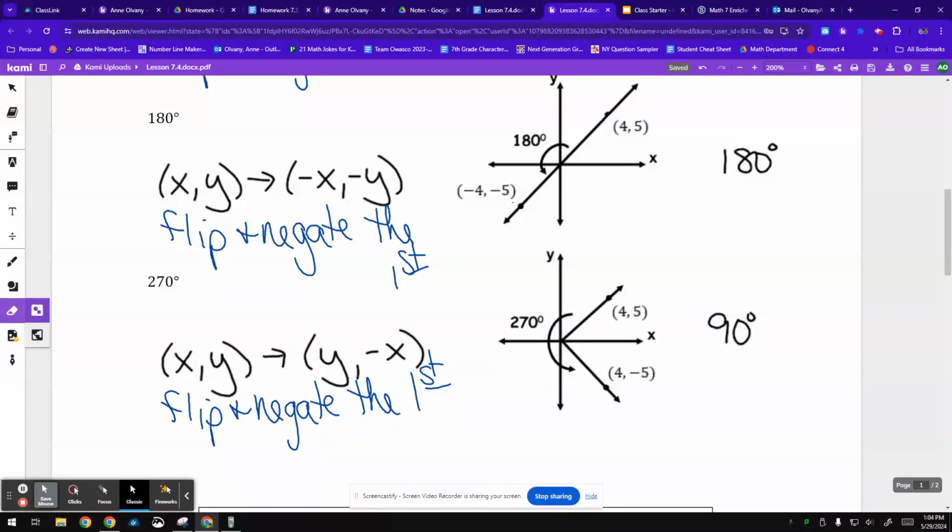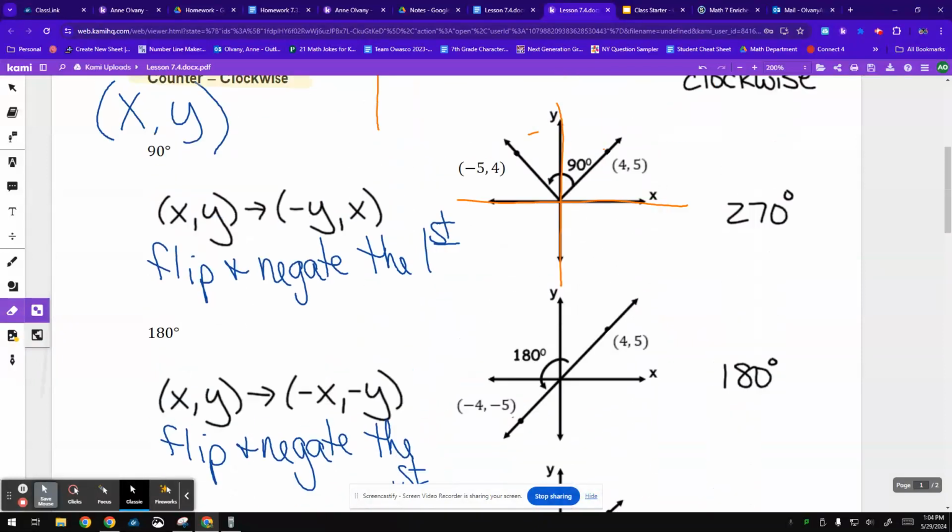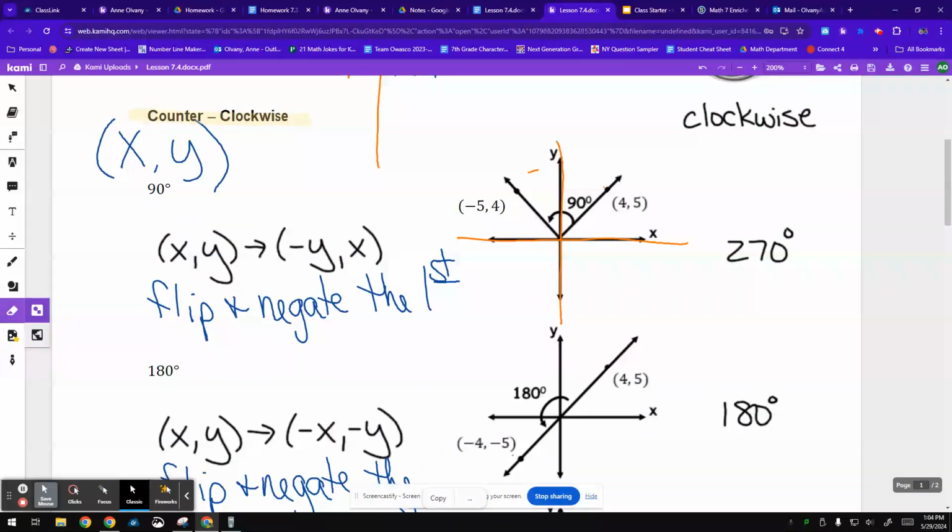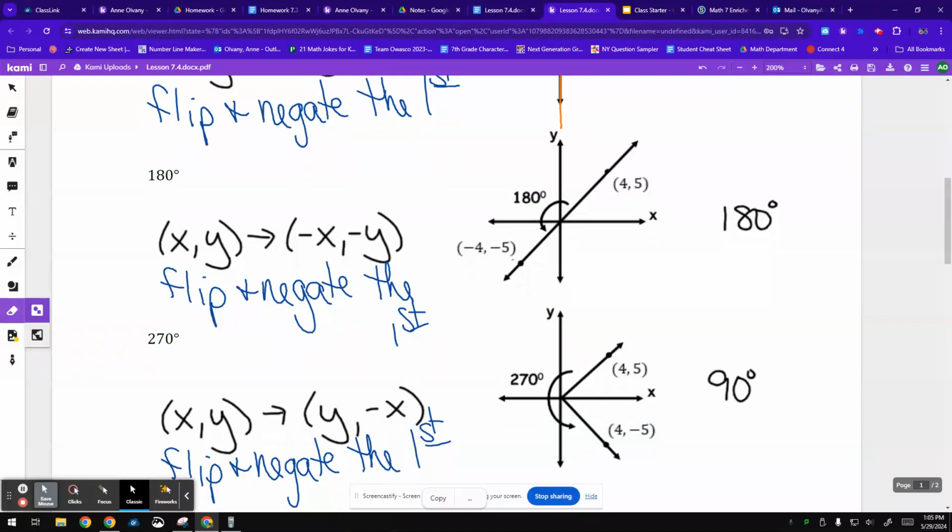I was just using the bottom one as an example. X, y. Flip it to make it y, x. You flip this. These are going in a pattern down. That's how I do it. I start with x, y. One turn gives me this. From here, I turn it again. It gives me this. From here, I turn it again. It gives me this. So negative x, negative y.